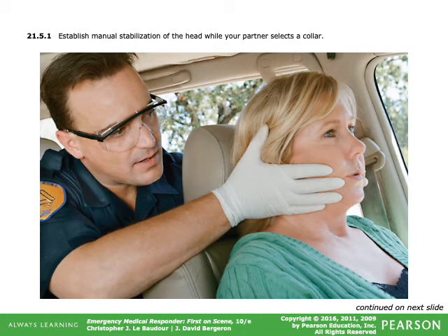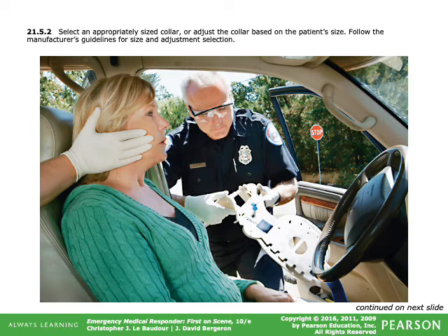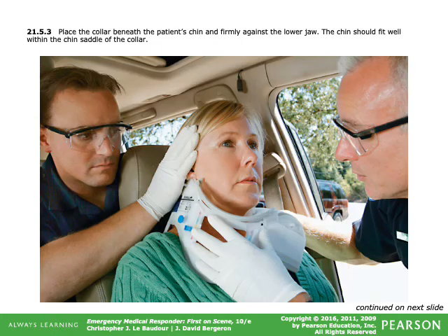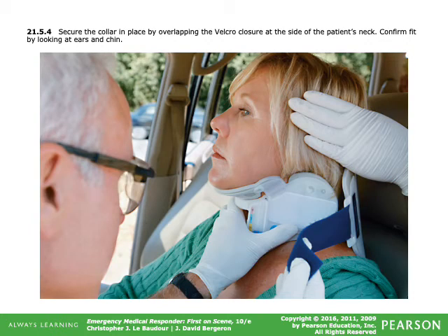Establish manual stabilization of the head while your partner selects a collar. This is for someone in a vehicle. So you're holding the head and your partner's adjusting it. This is them applying the collar. Alright, you're going to secure the collar in place by overlapping the Velcro. We did all this in class, guys, so we're going to skim through these fairly quickly.